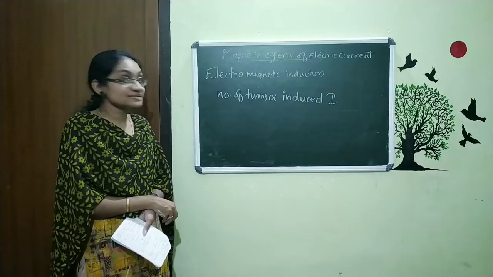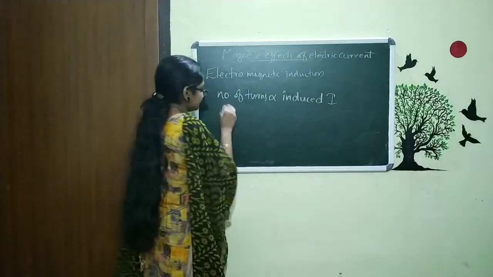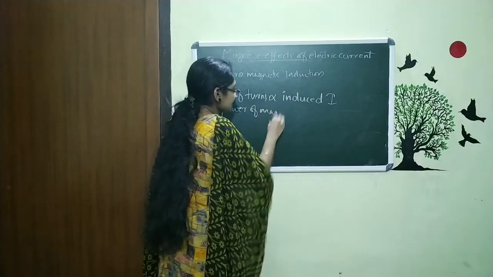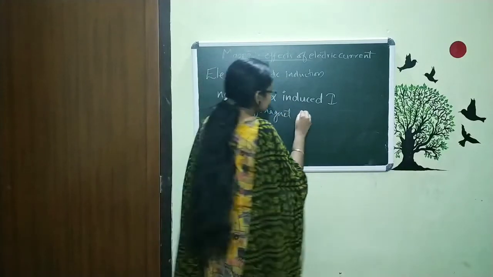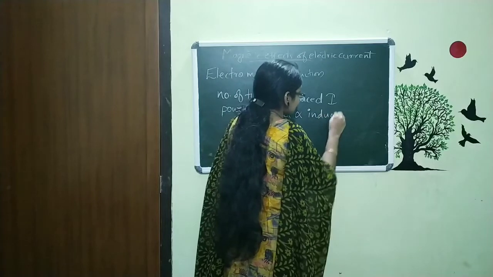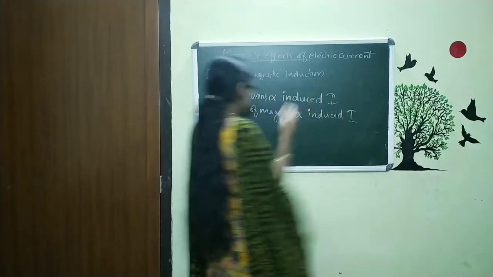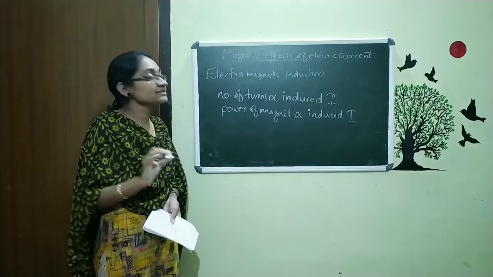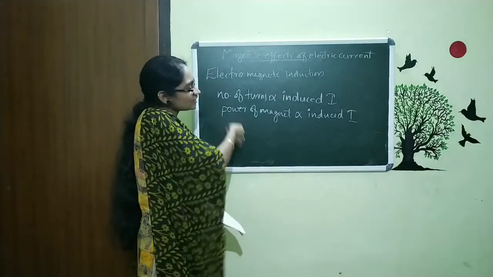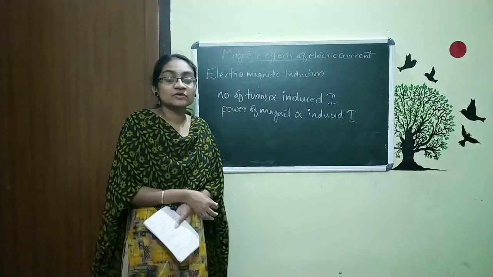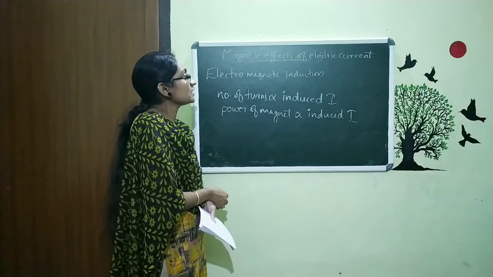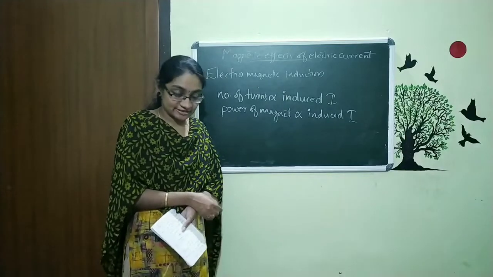And the next part is the power of the magnet. The power of the magnet is also directly proportional to the induced current. That means when we use a high power magnet, the induced current is also high, and when we use a weak magnet, the induced current will also be less. So these are the things related to electromagnetic induction.